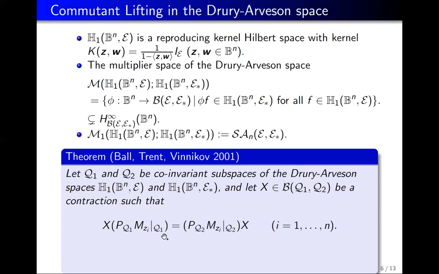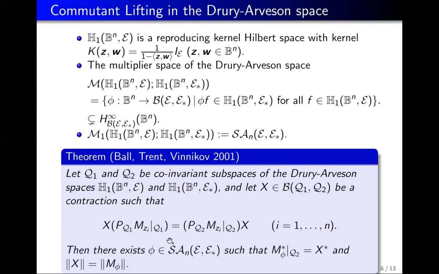It intertwines with the compression of M sub g i. So here we are in n-dimensional space, so there are n coordinate functions, and the multiplications by these coordinate functions g i are there. There are n of them, and X actually intertwines with all of them. Then, like before, you will be able to find a lift. You will be able to find a lift of X to get a multiplication operator by phi, and because X is a contraction, you require your phi to be contractive.